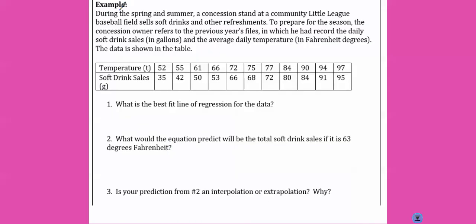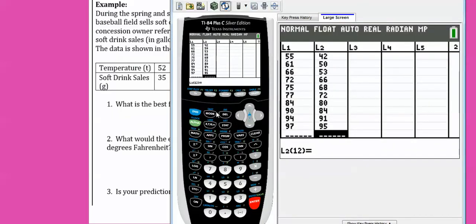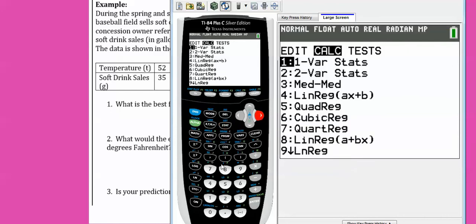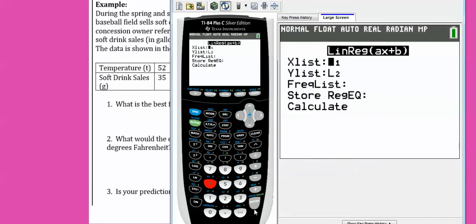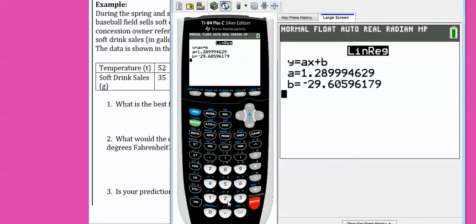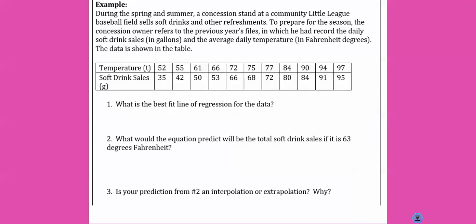Alright, so number 1 says, what is the best fit line of regression for the data? So I'm going to push Stat again. I'm going to go over to Calc and I'm going to choose number 4. And I'm just going to keep pushing Enter all the way to Calculate. And I get this.